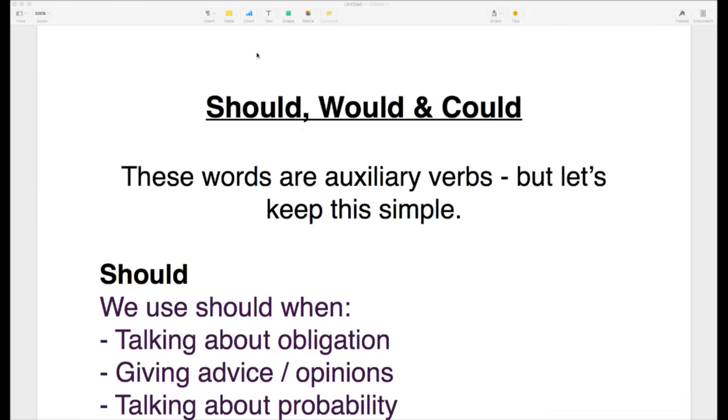Right, so should, would, could. Technically, these are called auxiliary verbs. Auxiliary verbs. But let's keep this simple, shall we?